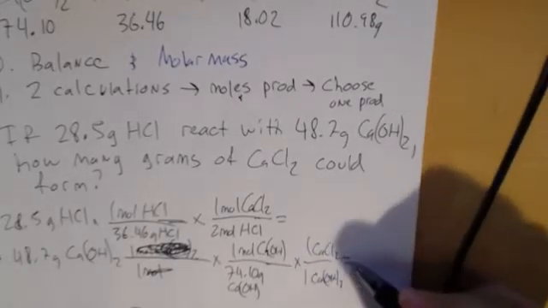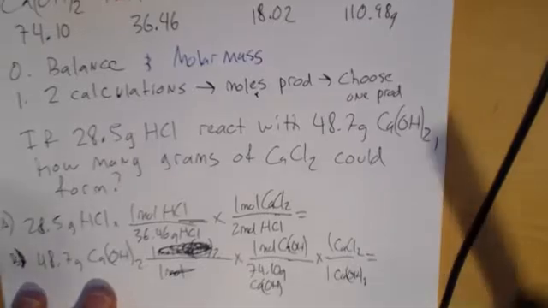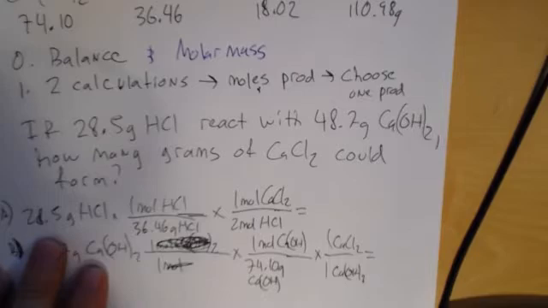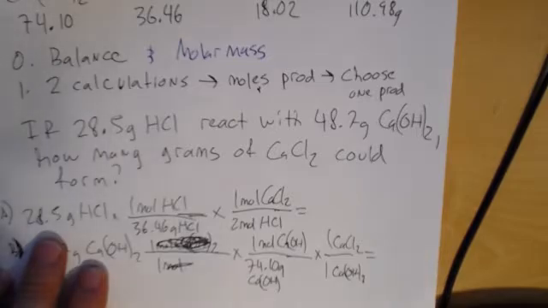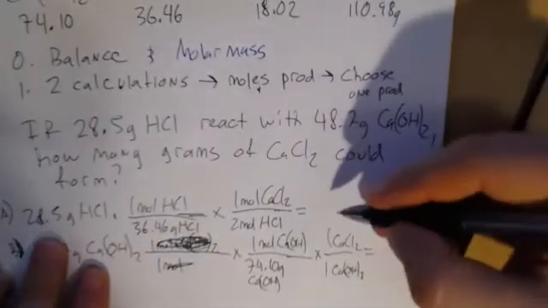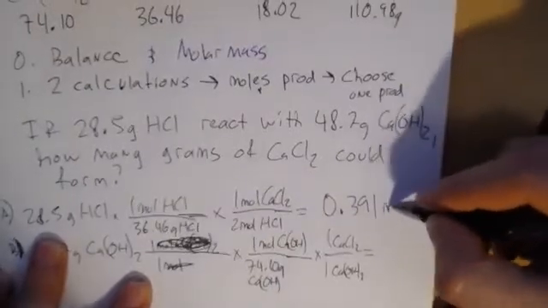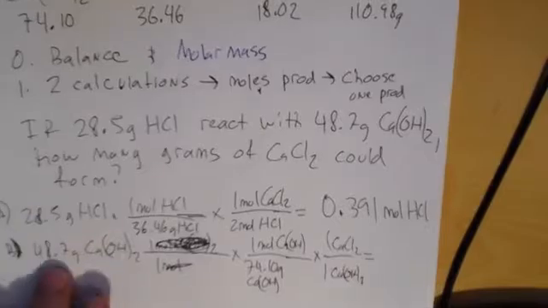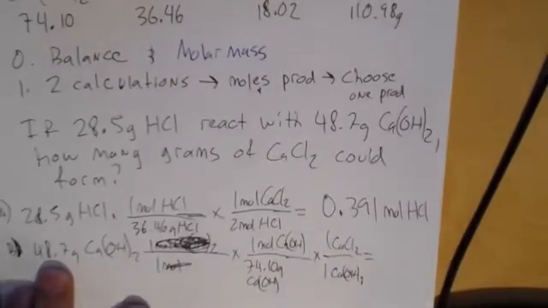Okay, so anyway, then it's calculation time. I'm going to check these. So 28.5 divided by 36.46 divided by 2. So this one, let's see, I have 3 sig figs here for an infinity. So this will be 0.391 moles of HCl. Okay. This one, hopefully this one will give a different number. Let's check this out.